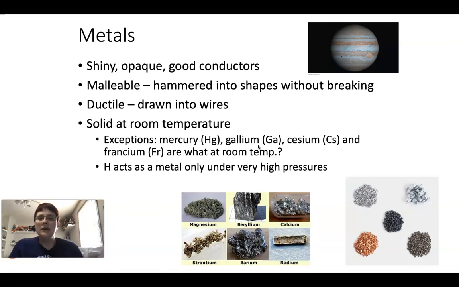And the other one that most people don't realize is actually designated as a metal. If you look back at the periodic table, it's designated as a metal and a non-metal is hydrogen. Hydrogen will act as a metal, but only under very, very high pressure. Normally it is a non-metal, but under very, very high pressure, it will act as a metal.